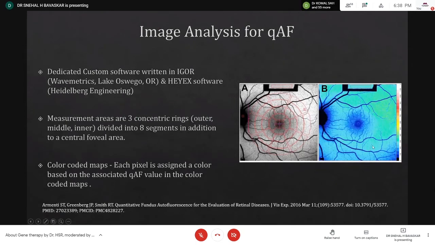Each pixel is assigned a color based on the associated quantitative autofluorescence value. The dark blue colors, the cooler colors, stand for the normal, the low, the hypoautofluorescence. The warmer colors, usually yellow and red, signify a greater amount of autofluorescence or hyperautofluorescence. And one more important thing is that the retinal vessels in the areas of atrophy are excluded from the analysis by this automated testing.